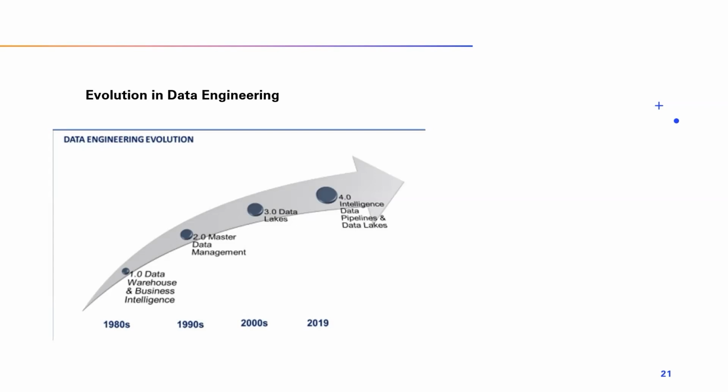In the 2000s, people started building data lakes, and then the Hadoop system came into the picture, so people started creating HDFS systems. And then finally, at present, you can say people are now building more intelligent data pipelines and data lakes, so that they give more meaningful information, predictive insights, and ease of managing the system. So let's move to the next slide.